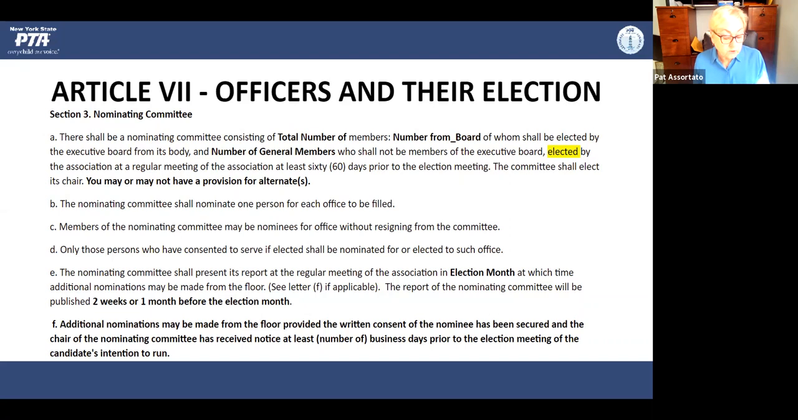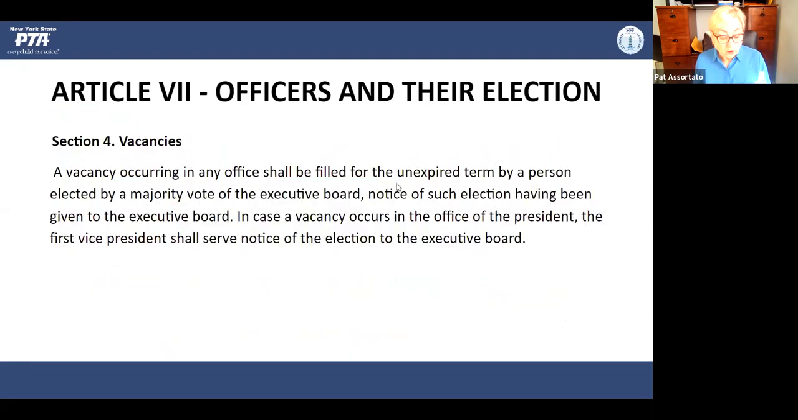This section also goes on to prescribe the reporting requirements for the nominating committee and an optional Section F requiring prior notice to run from the floor. You may or may not have this in your bylaws. Article 7, Officers and their elections, Section 4 prescribes how vacancies are to be filled.